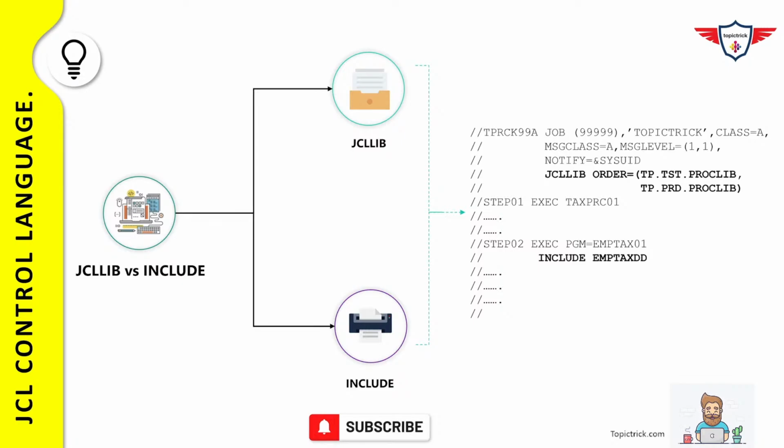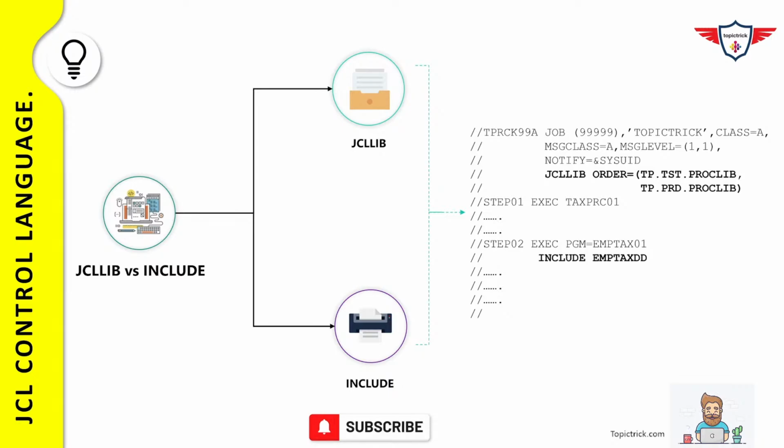Otherwise your JCL is going to fail, because by default it will search for your catalog procedure in the system library, that is sys1.proclib, and you have stored that in your personal PDS, so JCL will fail, right? So in a nutshell, JCLLIB statement lets you identify the libraries as a private procedure library that the system should search to find a specific catalog procedure that you are trying to invoke from the JCL.